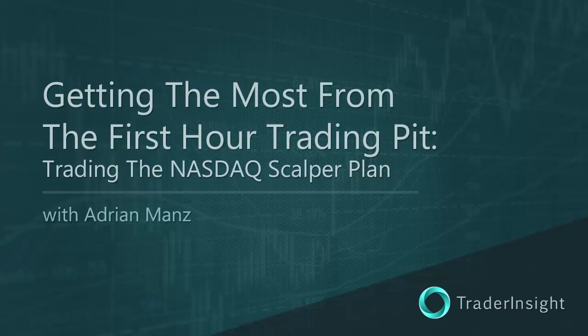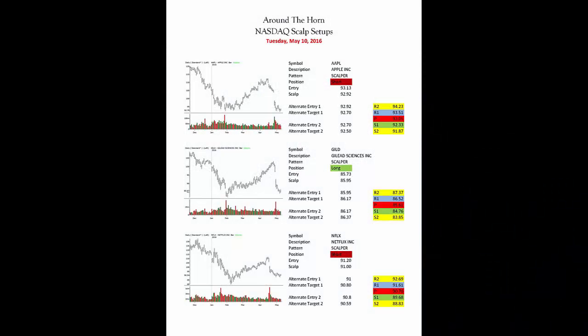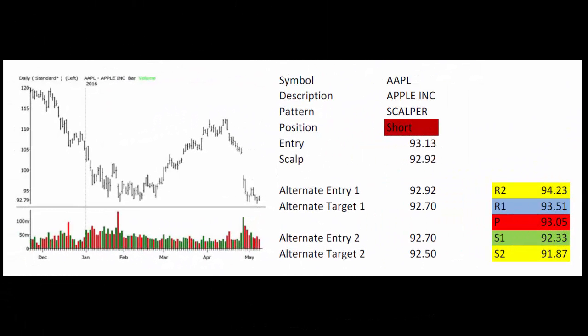Let's talk about using that NASDAQ Scalper trading plan. First things first, I'm going to pull up the copy of the plan for Tuesday, May 10th, and let's take a look at what we had. You see here on the trading plan that we've got a short side setup in Apple, $93.13 down to $92.92, $92.92 down to $92.70, and $92.70 down to $92.50.